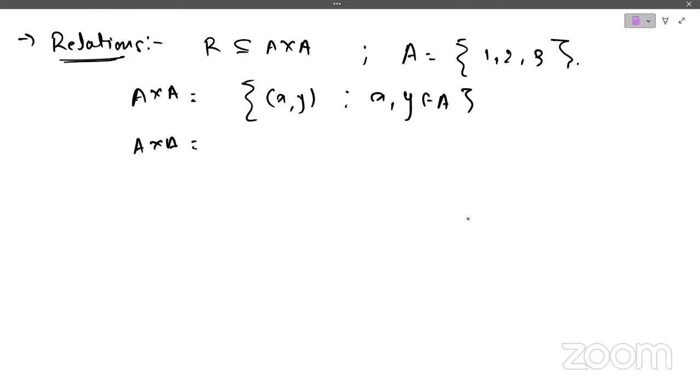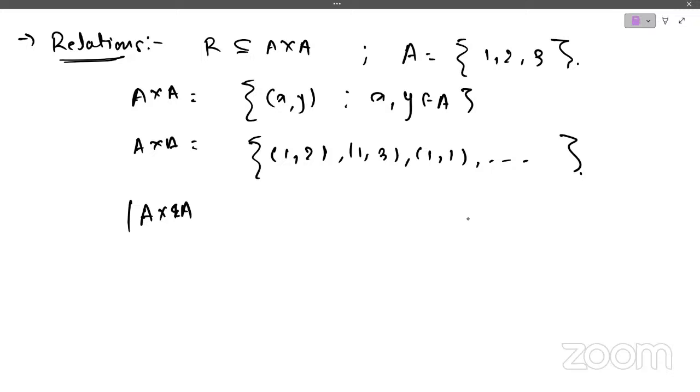So in this case, A cross A is simply (1, 2), (1, 3), (1, 1) also included, and so on. And we know that the cardinality of A cross A is the cardinality of A times the cardinality of A. In general, the cardinality of A cross B is the cardinality of A times the cardinality of B.